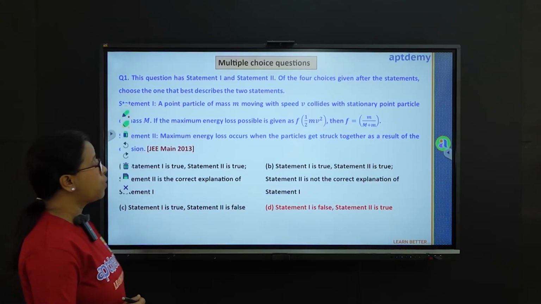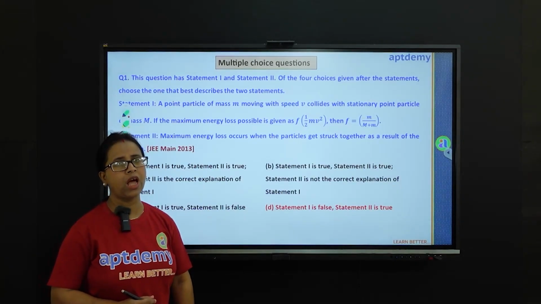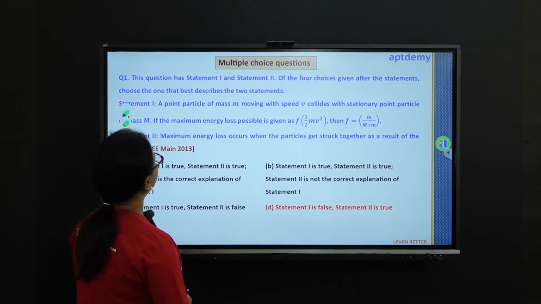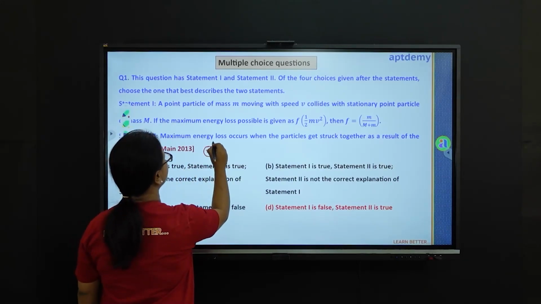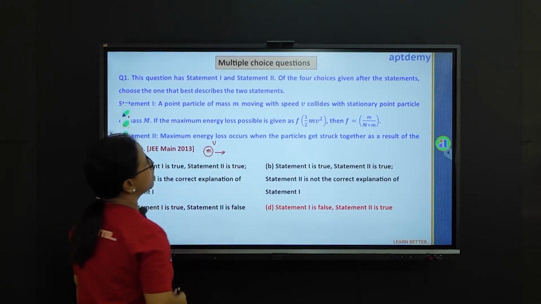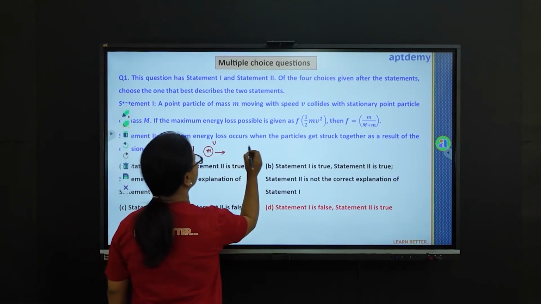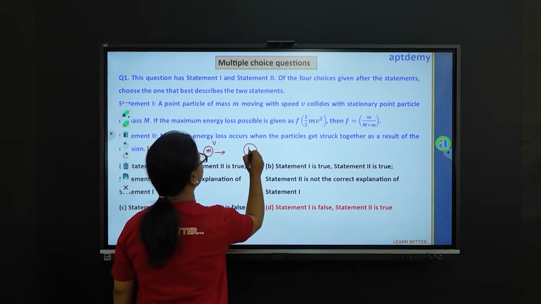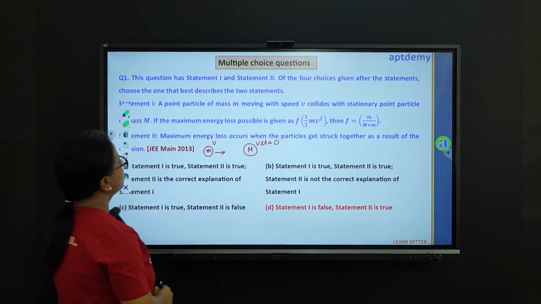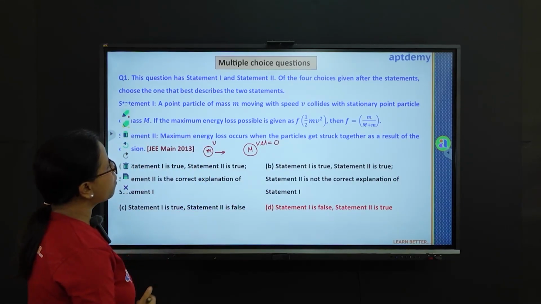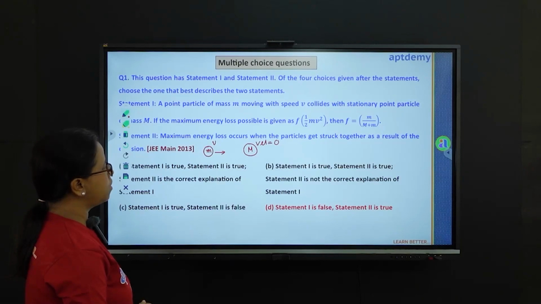So now let's explore the two cases, but before that let's understand the problem. We have a point particle of mass little m moving with a speed v. Now this collides with a stationary particle of mass capital M. So what are the possible cases that will arise here?